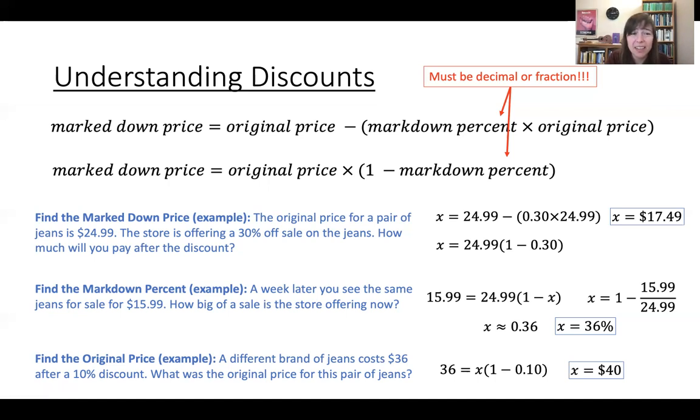Now, notice these are basically the only questions I can ask you. Similar to the percent equation, there are only 3 things here. It's the marked down price, the original price, and the markdown percent. So all I can basically do is give you 2 of these and then ask you to find the one that I didn't give you. And so the only questions I can ask are going to be kind of along these lines.